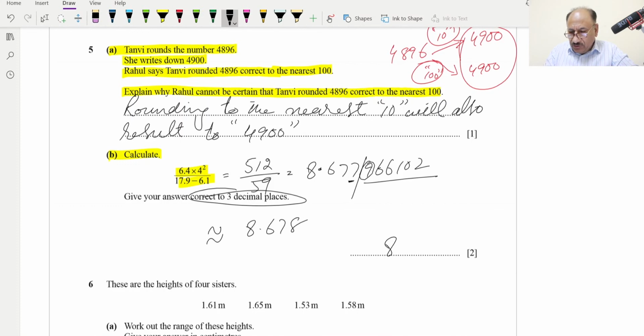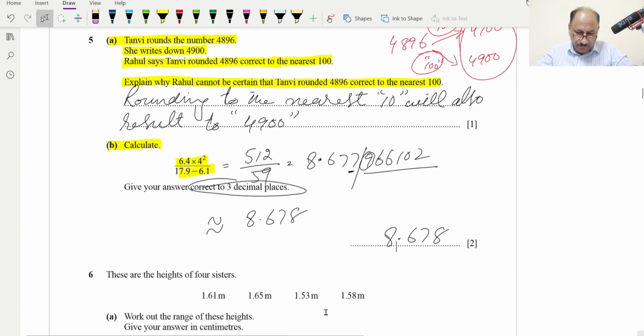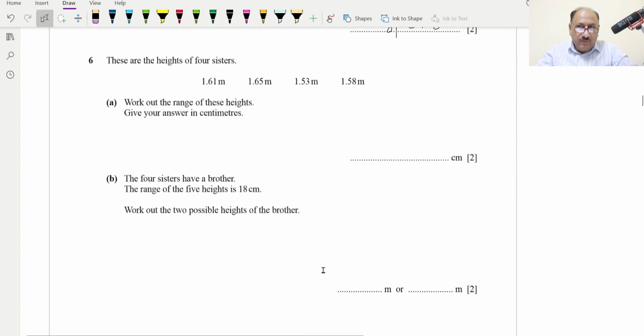So our answer will be 8.678, rounded to 3 dp or 3 decimal places. Now we can move to question number 6. Question number 6 says these are heights of 4 sisters, in meters. A part: work out the range of these heights. Give your answer in centimeters.